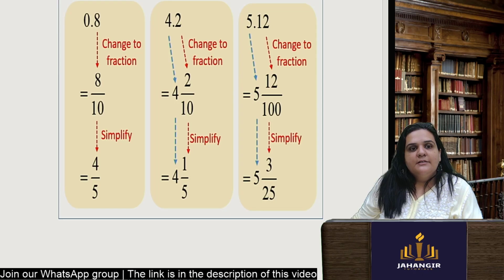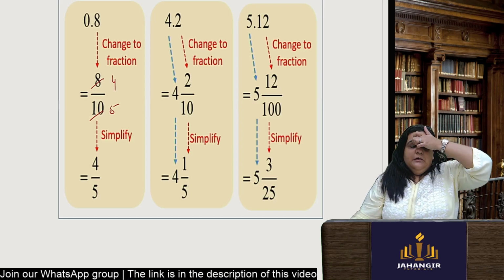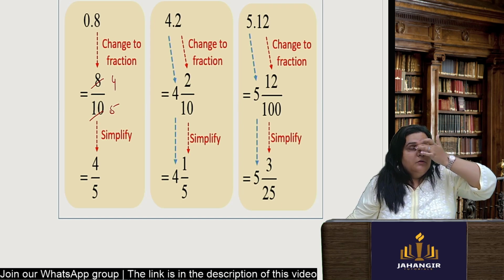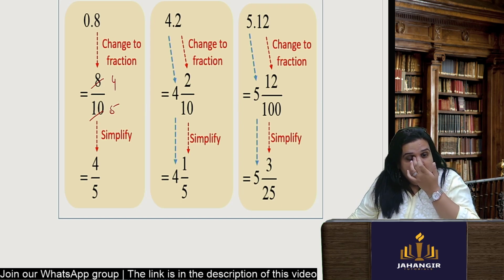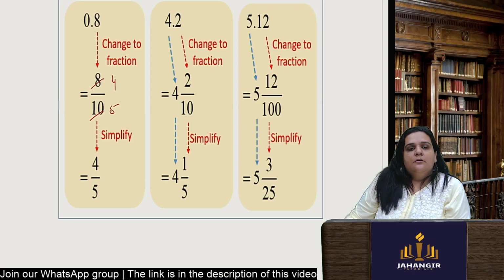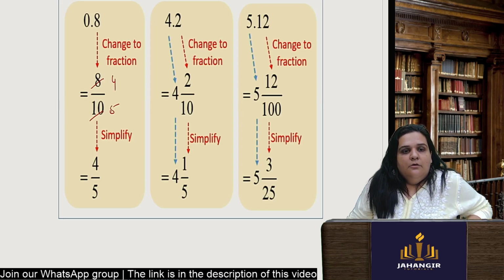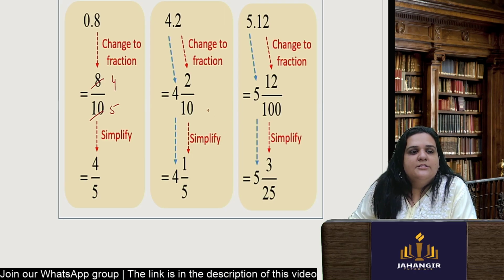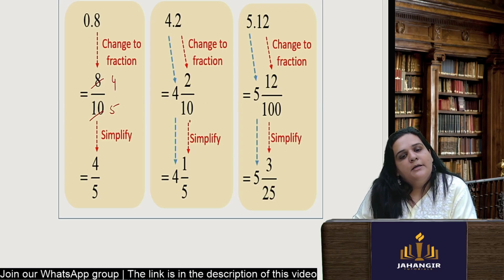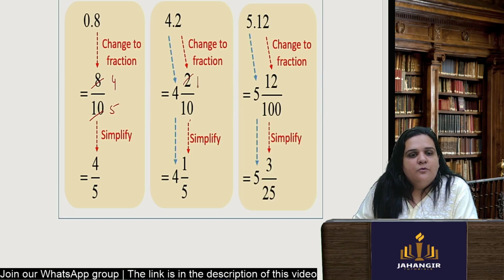0.8 I can convert as 8 upon 10. Simplify form, I can simplify it, no? 2 fours are 8, 2 fives are 10. 4.2, if I want to change it into a fraction: 4 as a whole number, and this 0.2 which is in the decimal is nothing but 2 upon 10. This I can simplify, 2 ones are 2, 2 fives are 10.